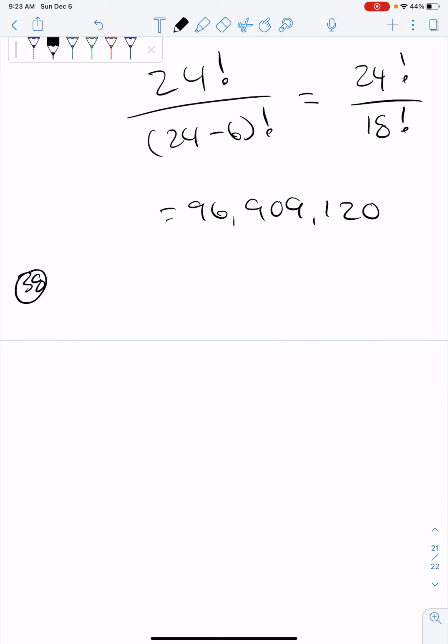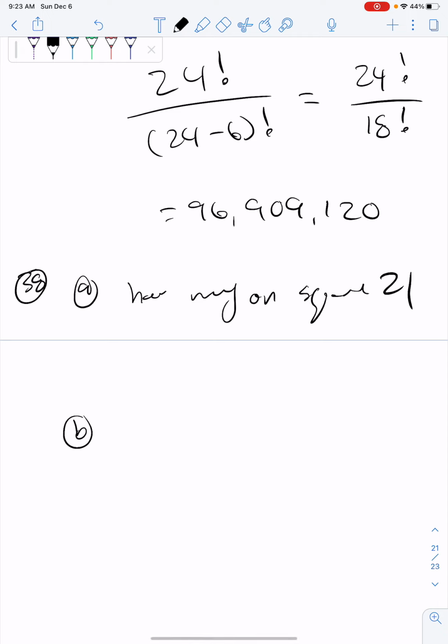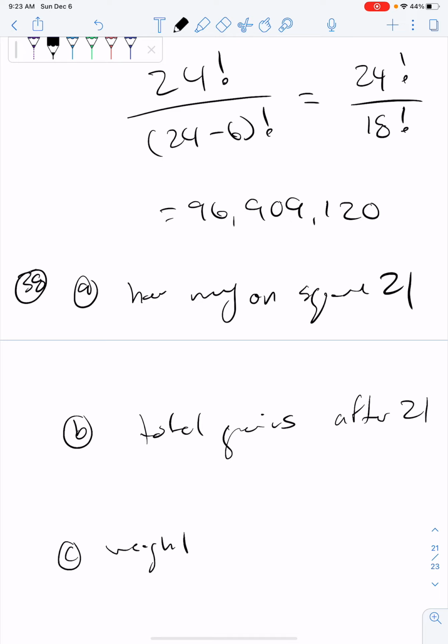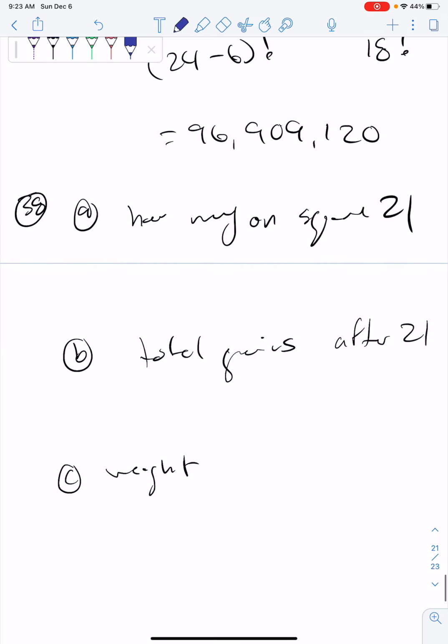Okay, number 38. A king in ancient times. All right, so this is our classic chess question, and it's going to ask me 2 things. Part A asks me how many grains of wheat on square 21. Part B is asking me the total grains after square 21. And then part C wants the weight. So 3 questions, 3 different formulas. These are other ones that I've kind of shared with you.